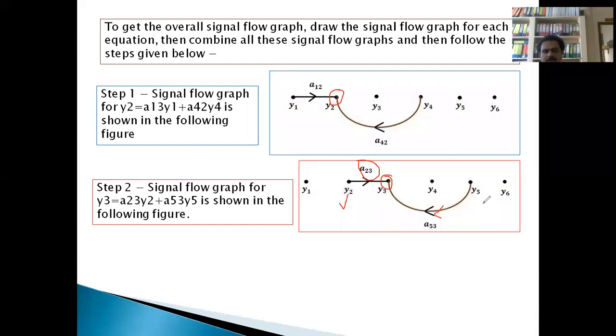Signal flow graph is very important, very easy to draw.